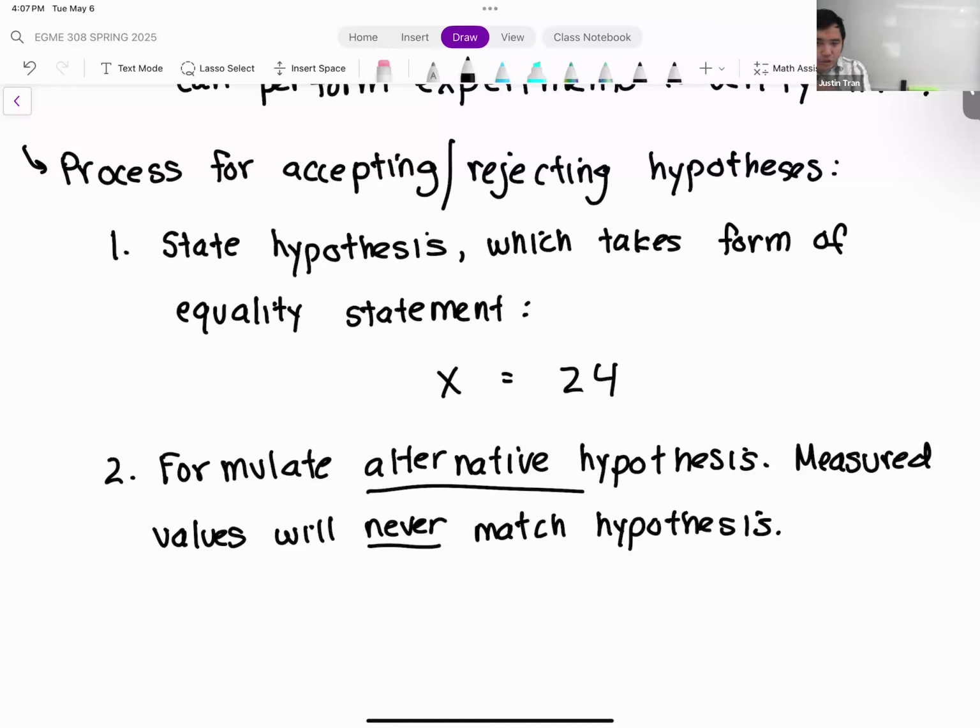Okay. So there's always going to be some discrepancy. So sometimes that discrepancy is really small, sometimes it's large, right? And so the purpose of the alternative hypothesis is to give us some criteria on which we can actually reject our initial hypothesis, okay? Because just because our measured values don't match up to our hypothesis doesn't necessarily mean that we should reject our initial hypothesis.